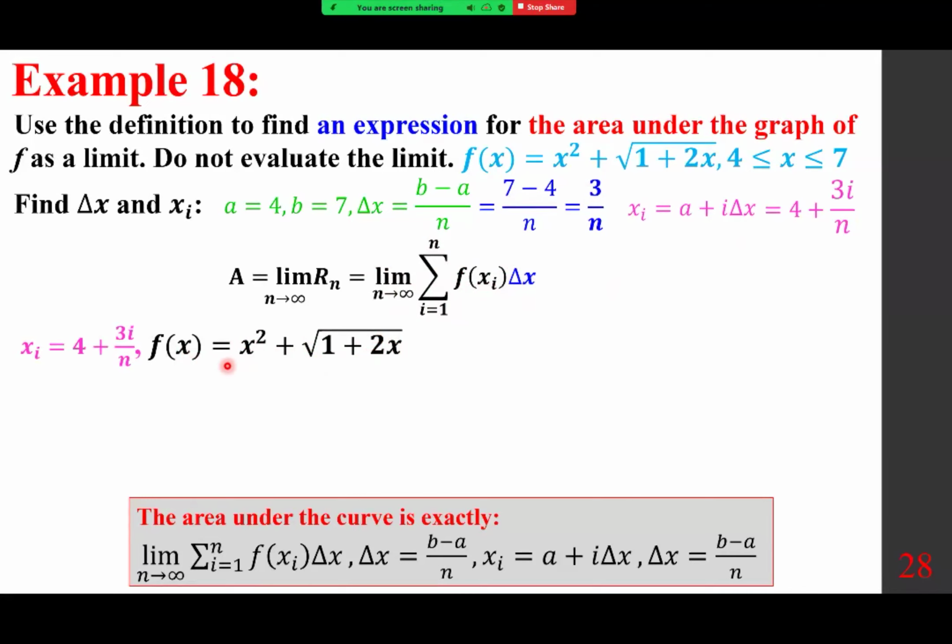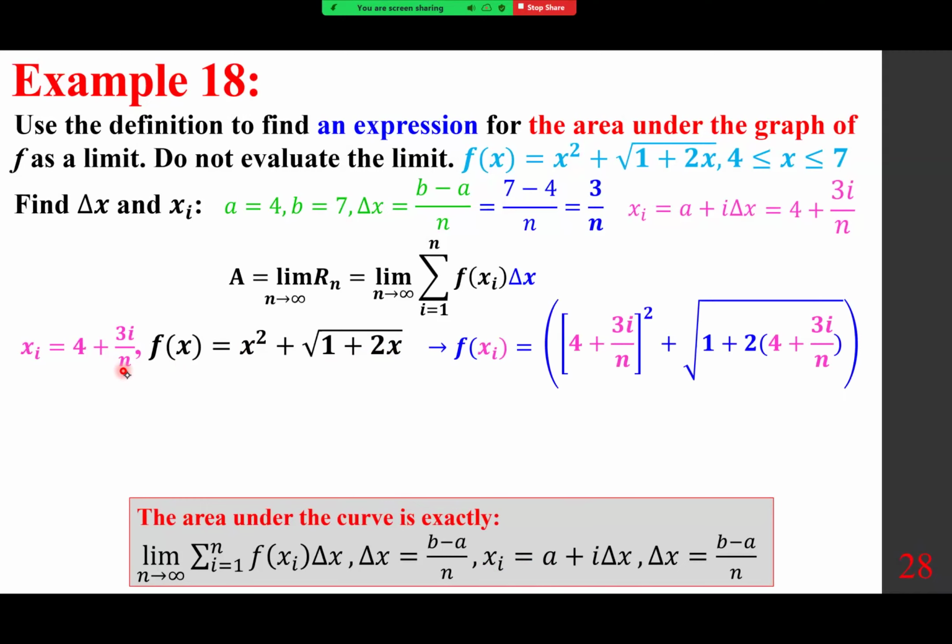F of x sub i: replace the x with x sub i, which is 4 plus 3i over n. Therefore, f of x sub i is (4 plus 3i over n) quantity squared plus the square root of 1 plus 2 times this expression. One more time, x squared means (4 plus 3i over n) quantity squared, plus square root of 1 plus 2 times x. That means 2 times this expression, 4 plus 3i over n.